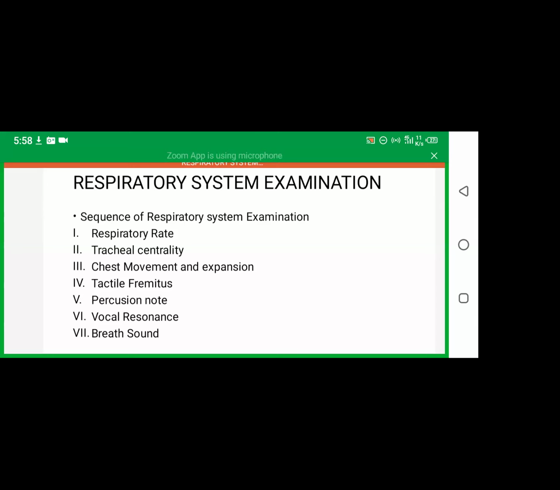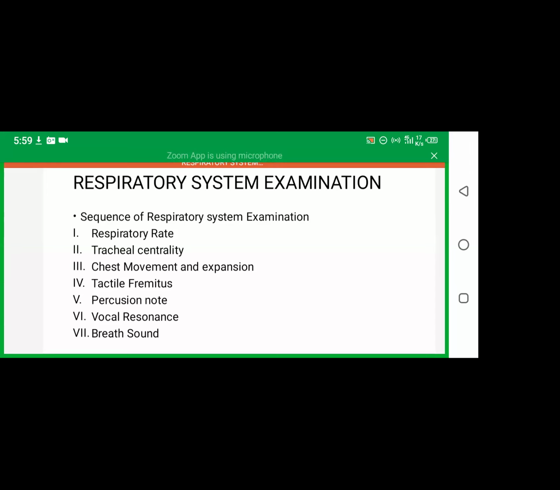As the chest and abdominal wall are moving up and down, up and down, you are counting 1, 2, 3, and you count for 60 seconds. It's not advisable that you count for 30 seconds. So in respiratory rate, you must count for 60 seconds. So you may get 20 cycles per minute, or you get 15 cycles per minute.